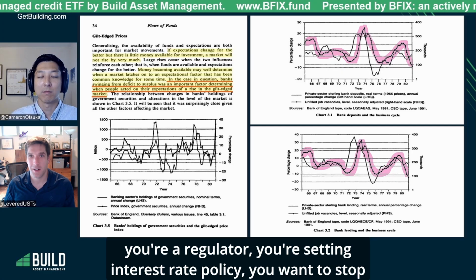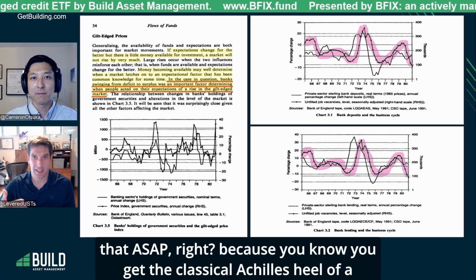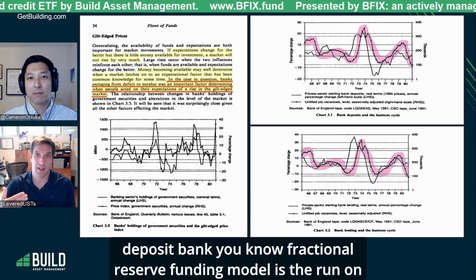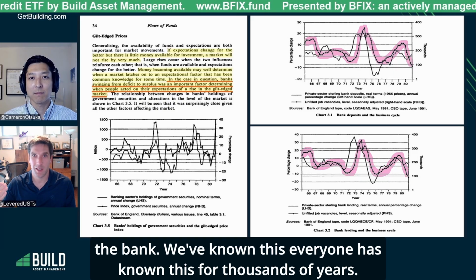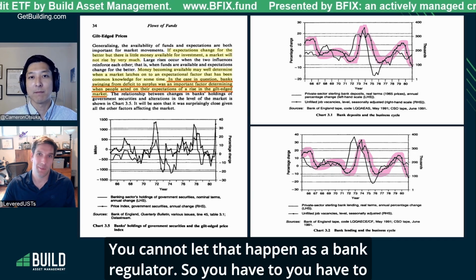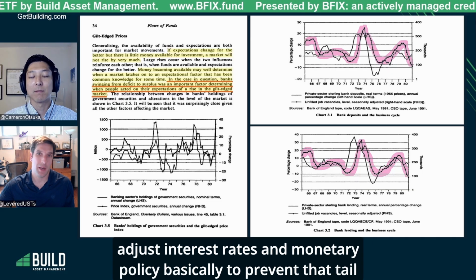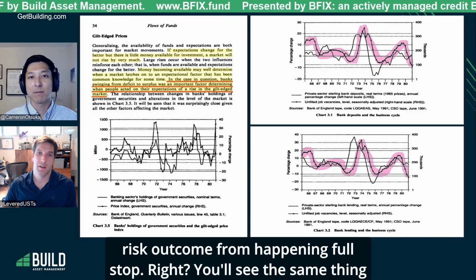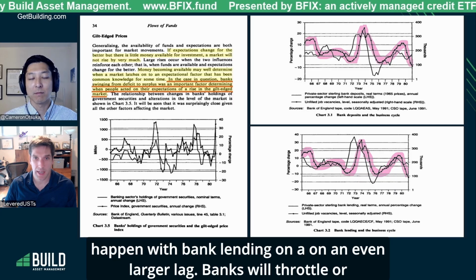This is where if you're a regulator, you're setting interest rate policy, you want to stop that ASAP, right? Because you get the classical Achilles heel of a deposit bank, fractional reserve funding model, which is the run on the bank. We've known this. Everyone has known this for thousands of years. You cannot let that happen as a bank regulator. So you have to adjust interest rates and monetary policy basically to prevent that tail risk outcome from happening, full stop, right? You'll see the same thing happen with bank lending on an even larger lag.